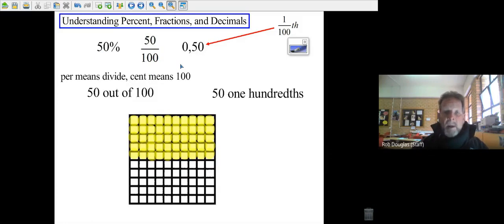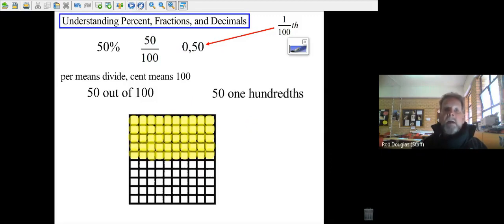There's another way of expressing exactly the same thing. If you see 0.50, this is a decimal, and the last zero is in what's called the hundredths place. So there's 50 hundredths there, which can be written 50 over 100. So all these things, 50%, 50 over 100, and 0.50, are all exactly the same thing.